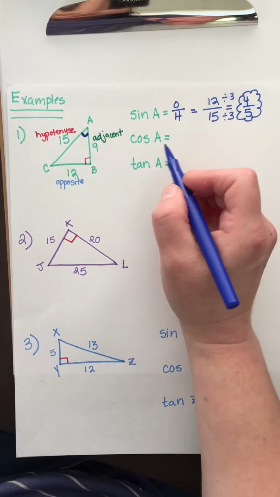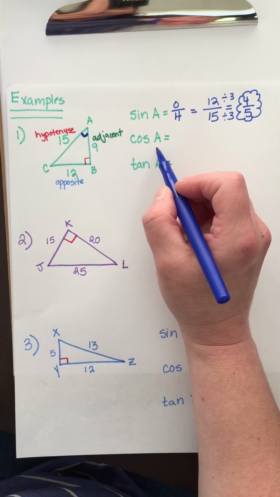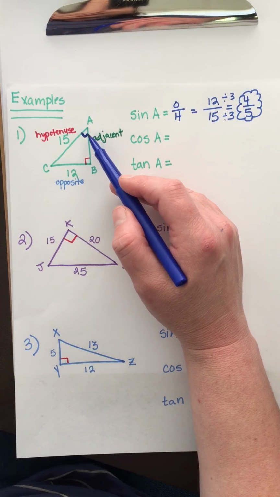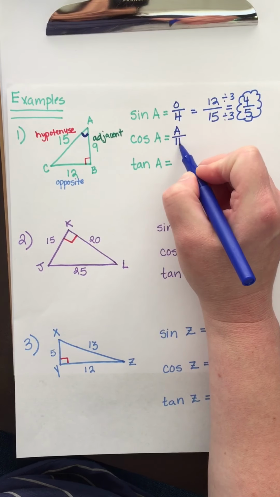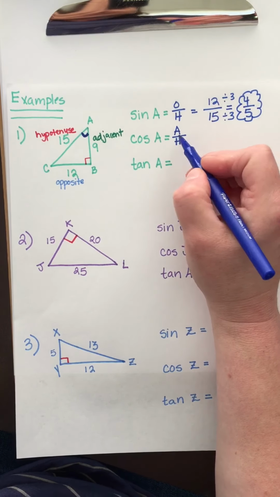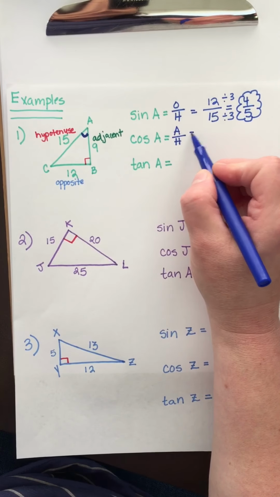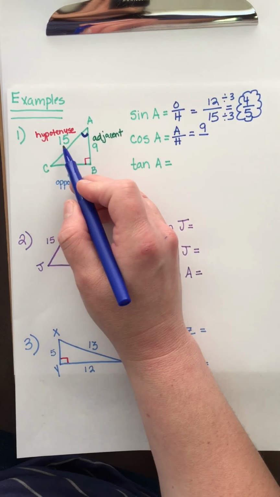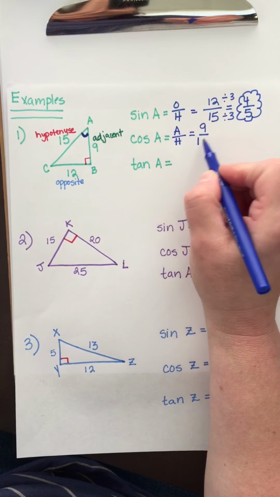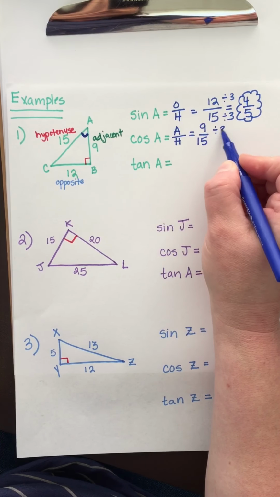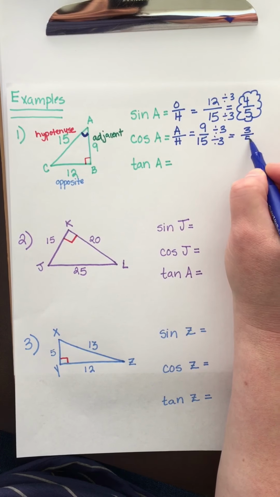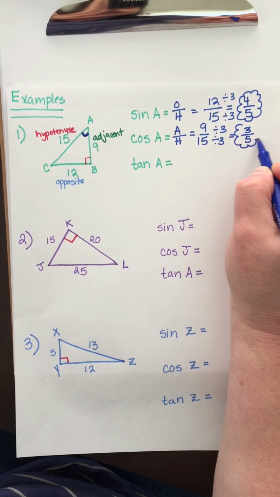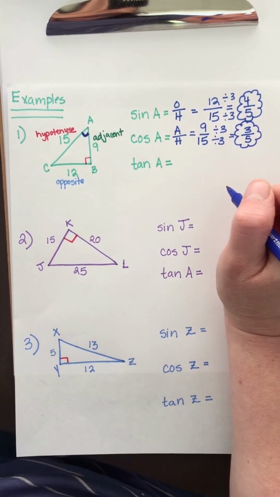Let's look at the next one. They want us to do the cosine of angle A. So here's angle A. Cosine is adjacent over hypotenuse. So adjacent is 9. The hypotenuse is 15. I can divide both of those by 3 also, and we get 3/5. So the cosine of angle A is 3/5.